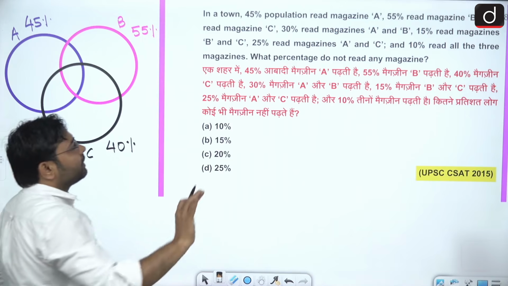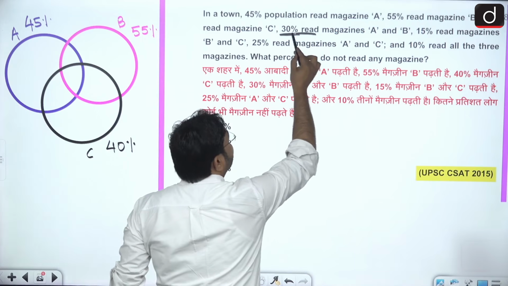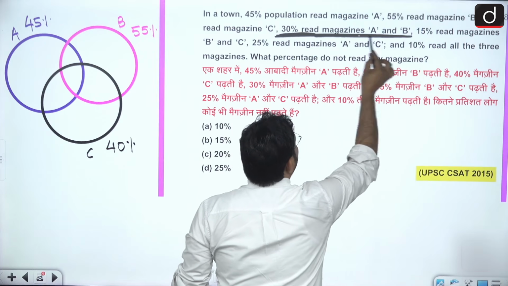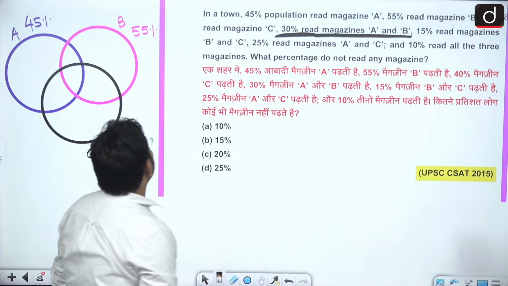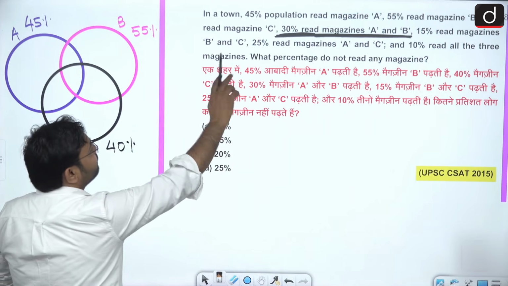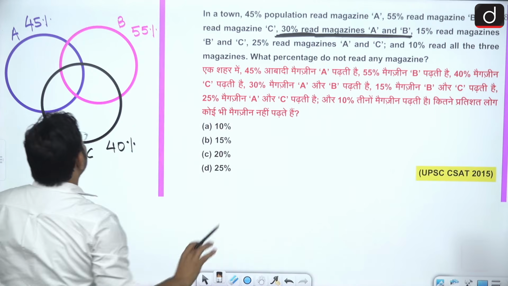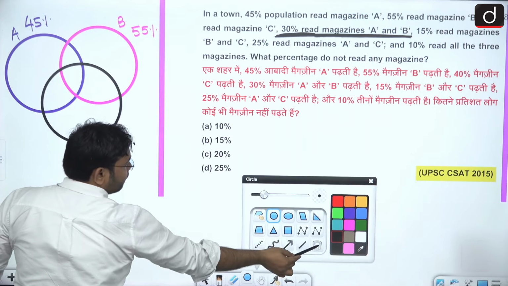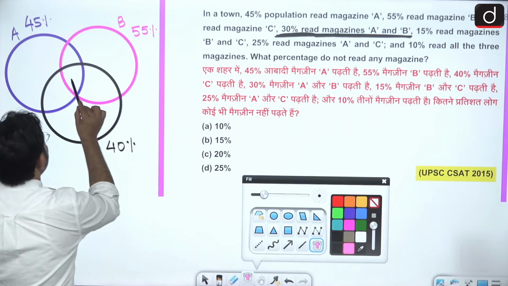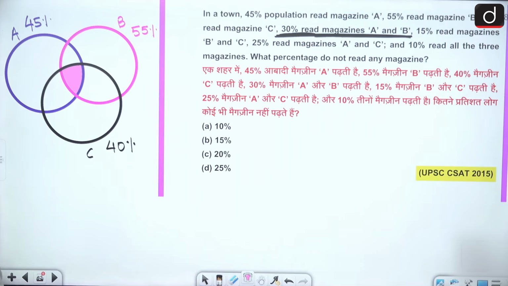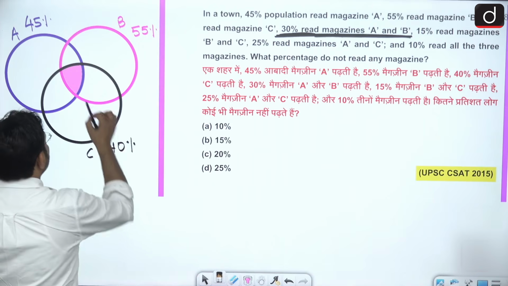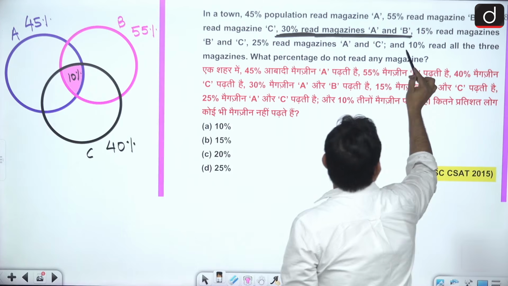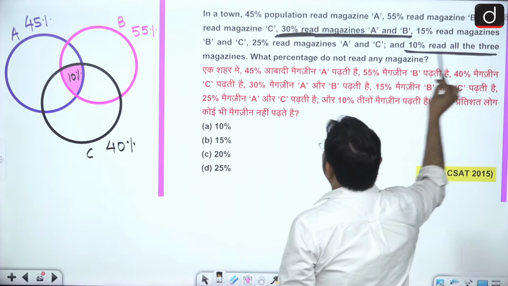Done. 30% read magazine A and B. 15% read BC, 25% AC. 10% read all three magazines. Focus on this part. This is the section for all three magazines, and this is 10%. 10% read all three magazines.